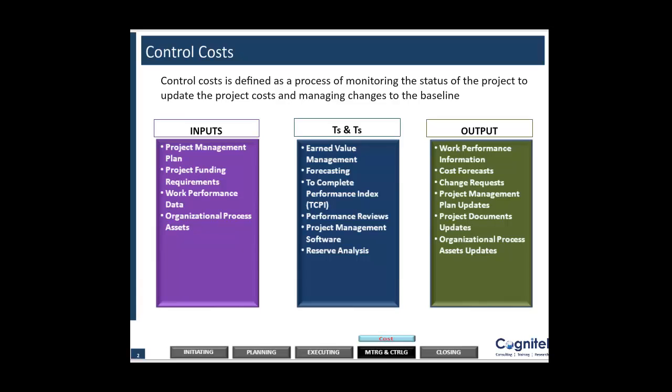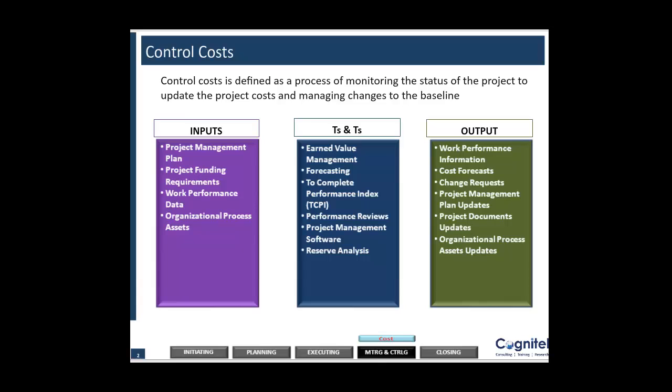To be very honest, work performance data is nothing but the raw data about the project. That is basically the raw data. For example, me telling my team members to fill in the timesheet before going home, that is work performance data.